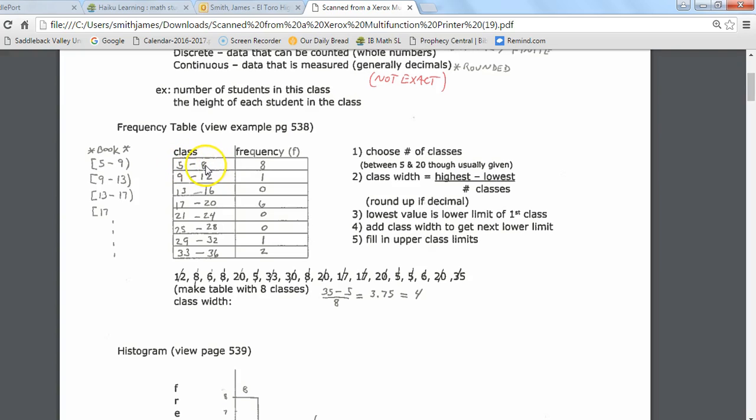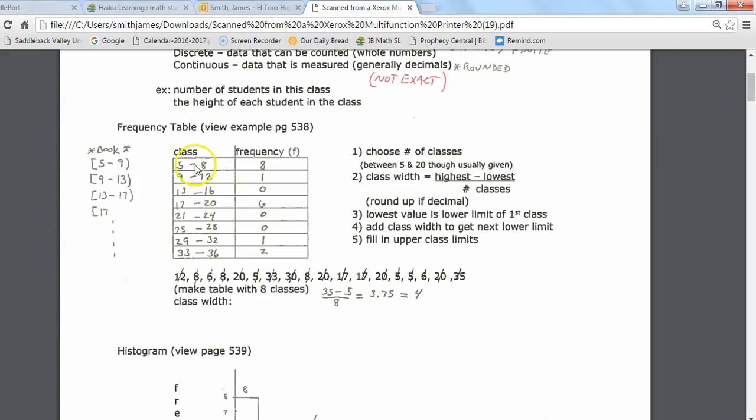to 8. Oftentimes students will look at this and really want to go from 5 to 9, because they say, oh, well, 9 minus 5 is 4, so there's my class width. It doesn't quite work that way. You have to pay attention to this number and this number and what all is included. So we're including 5, 6, 7, and 8, so that's 4 data values. So that's why we have a class width of 4.